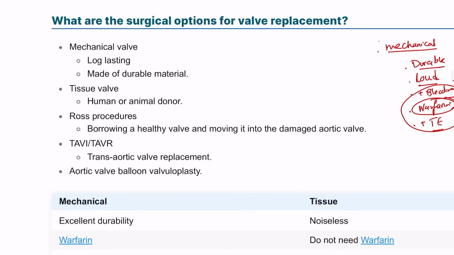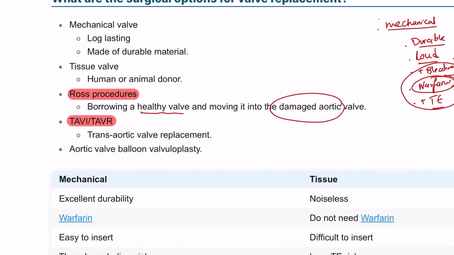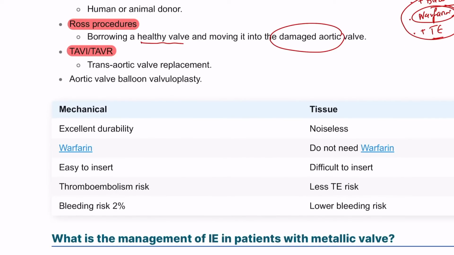There are different operations that we can do. The commonest one that is being followed nowadays is the TAVI or the TAVR, the transcatheter aortic valve replacement. And there is something that is called the Ross procedure. Basically, you're taking a healthy valve from somewhere else and putting it in place of the damaged valve. This is the comparison, and we mentioned it.